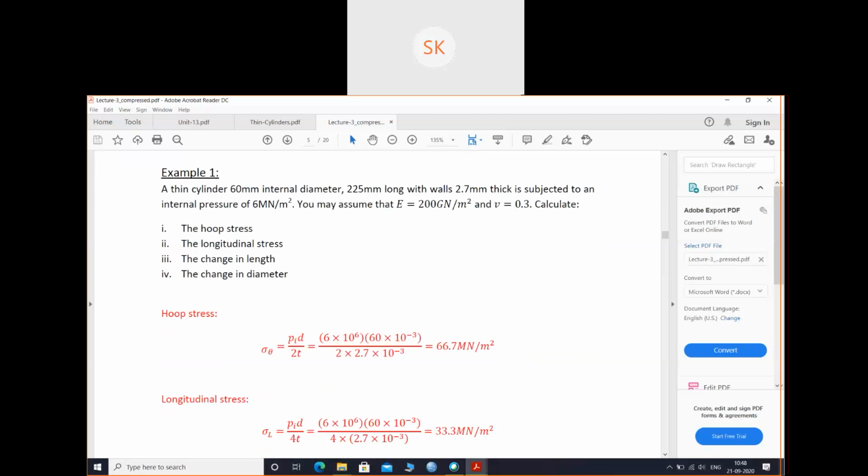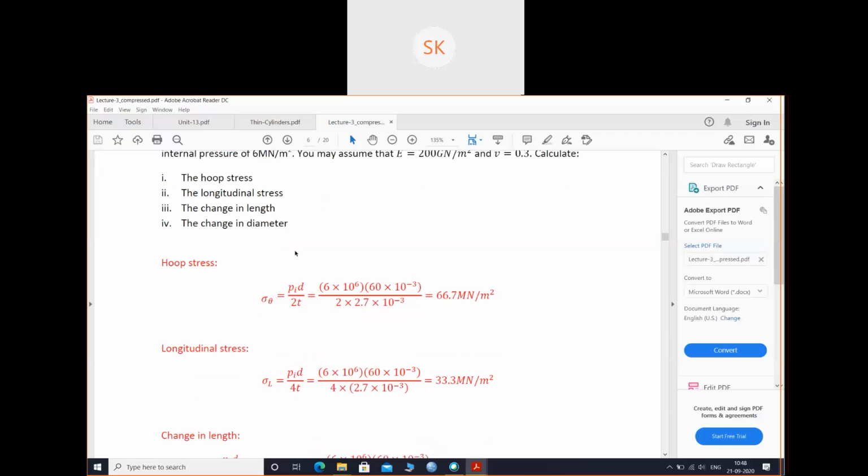See the question. A thin cylinder of 60 mm internal diameter is given, length is given, thickness is given, internal pressure is also given, and along with that E and V are given. They simply ask for hoop stress. Hoop stress is PD by 2t. Put the values, you will get the value. Next, they have asked for longitudinal stress. Longitudinal stress is PD by 4t. Put the values, you will get the answer.